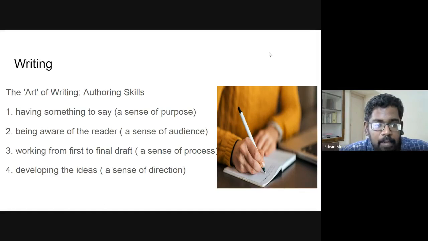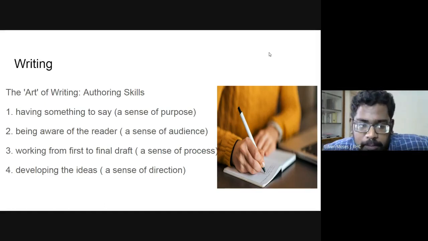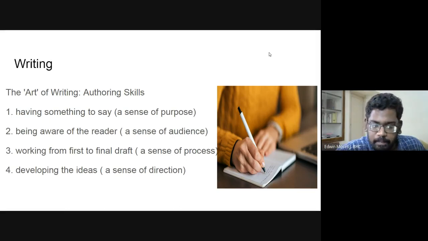So coming to writing, the art of writing, authoring skills: have something to say. You want to express yourself through writing, being aware of the reader. A writer is always aware of the reader or the audience he keeps in mind while writing, working from first draft to final draft. They write for various purposes, right? Formal writing, informal writing. In formal writing, you write letters for business purposes, letters to the collector, letters to officials, letters to a bank manager, letter to your principal, letter to your teacher. All those are formal letters. Informal letters, you write for your friends, right?